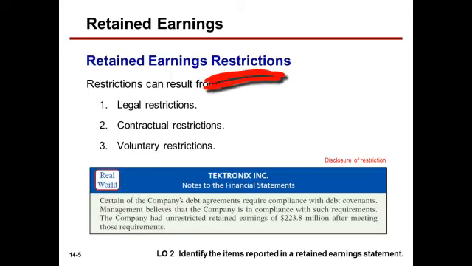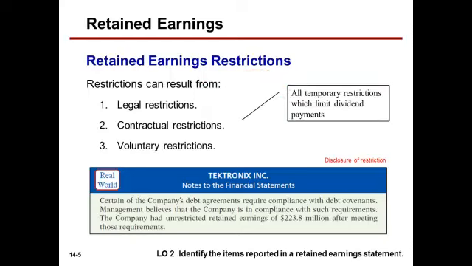The retained earnings account can have some restrictions, either legal, contractual, or voluntary restrictions. It's important to note that any of these restrictions would be temporary. They would temporarily limit the dividend payments. For example, if a corporation borrowed some money from a bank, the bank might indicate that the corporation put a temporary restriction on the payment of dividends, meaning that they don't want the borrowings from the bank to be paid as dividends, but to be used in the business.